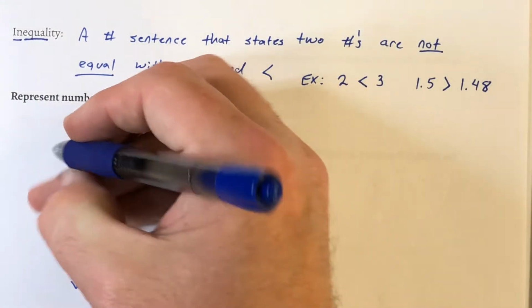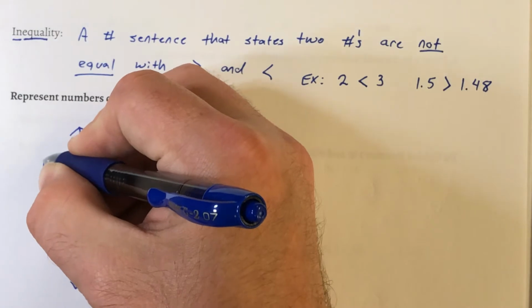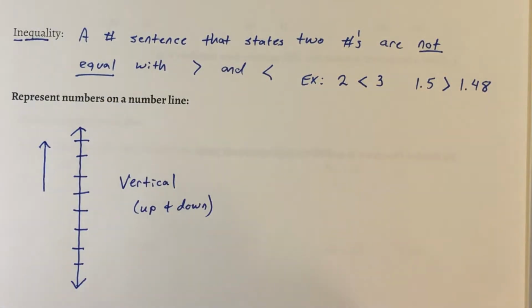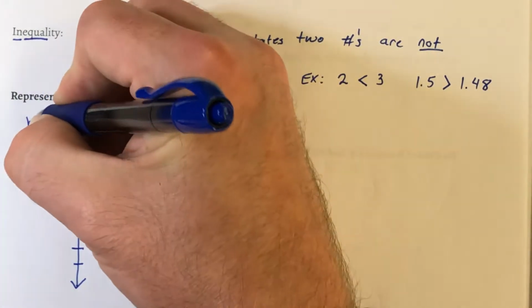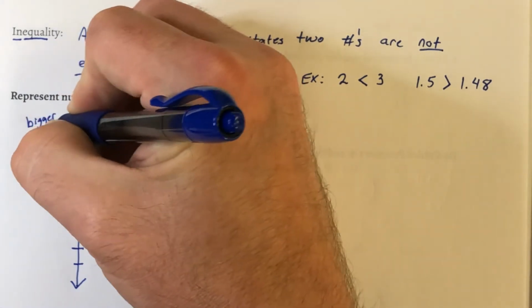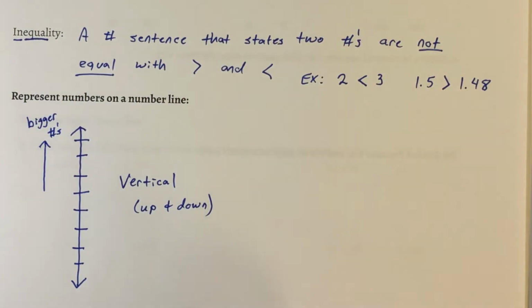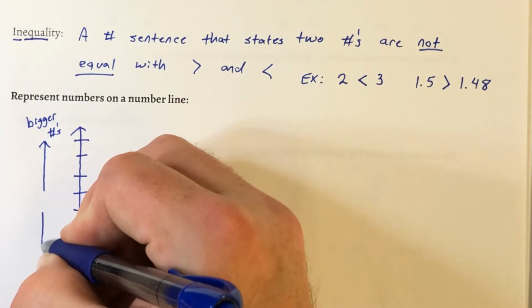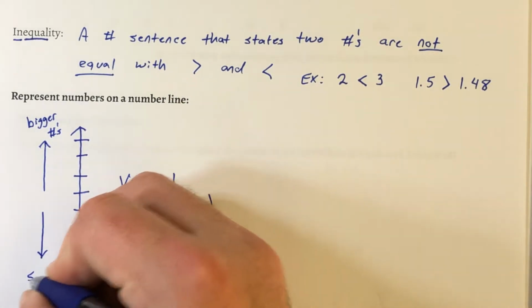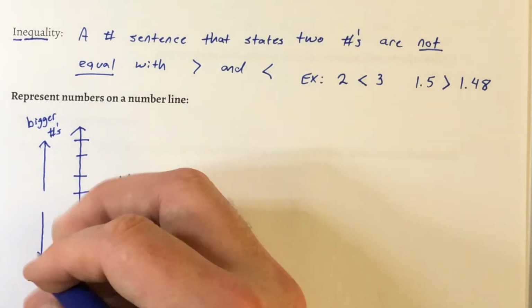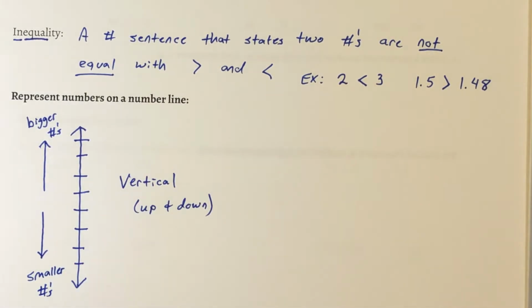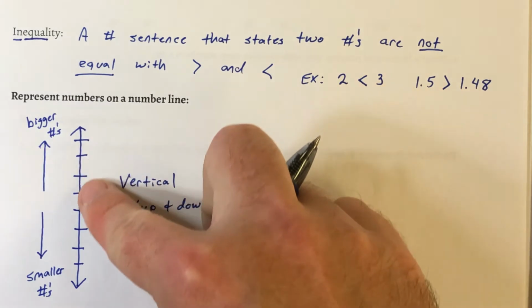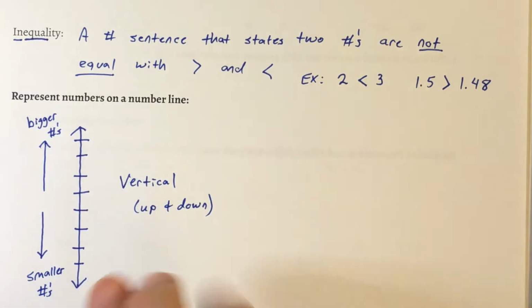And keep in mind how large the numbers are. When you're going up on a vertical number line, your numbers should be getting bigger. So bigger numbers as you go up, and the opposite would be true. As you're going down, your numbers should be getting smaller. So smaller numbers as you go down. So if I had to put 5 and 12 on a number line, 5 is going to be smaller, so 5 would be near the bottom, and 12 is bigger, so it's going to go farther up.